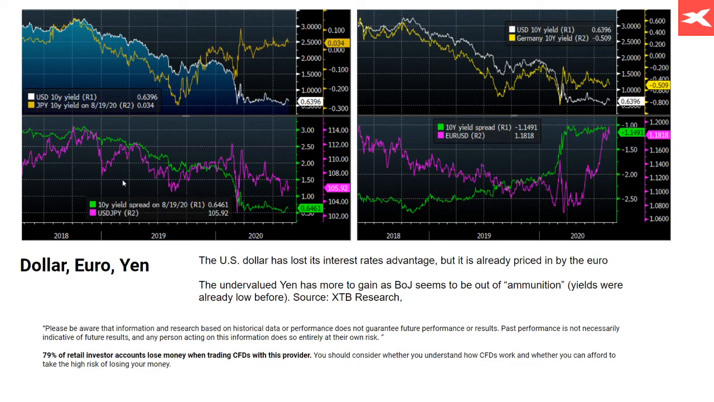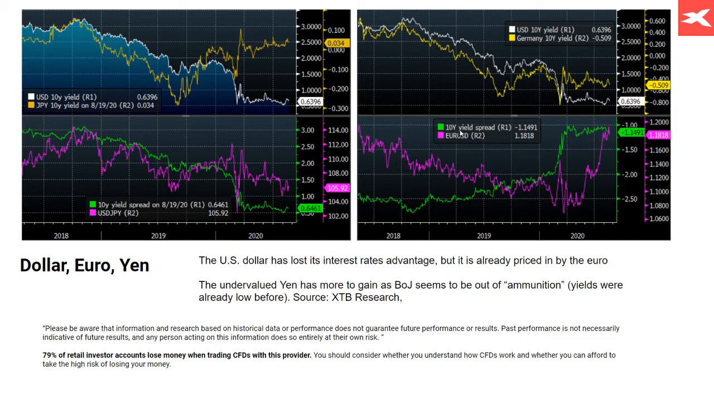Taking a look at the dollar, the euro, and the yen, so they're different pairings. The US dollar has lost its interest rates advantage, but is already priced in by the euro. We can see that in these charts. The undervalued yen has more to gain, as the Bank of Japan seems to be out of ammunition. Yields were already low, and with every increasing stimulus, they seem to lose more of their leverage.